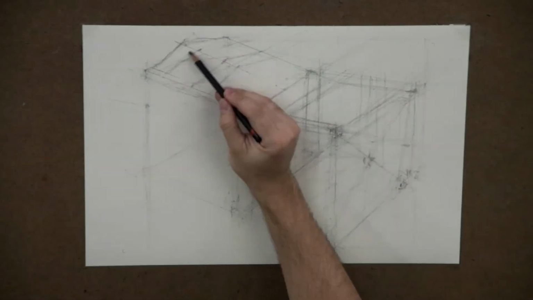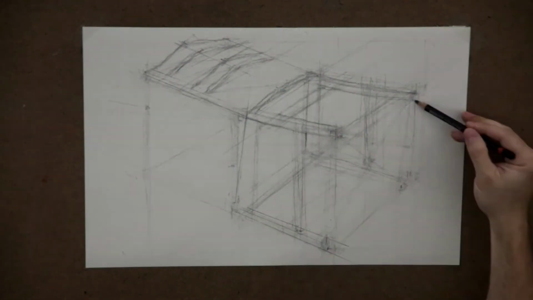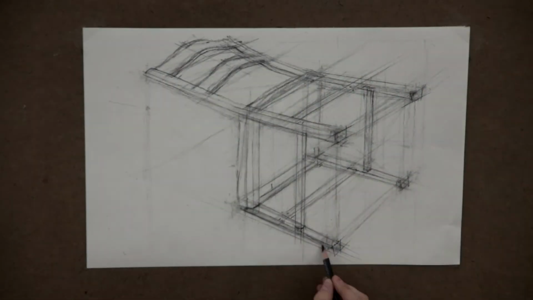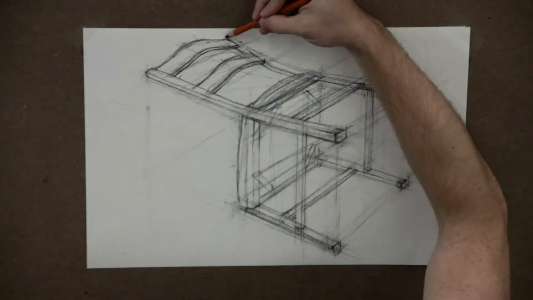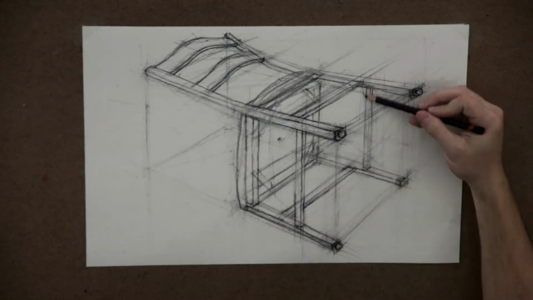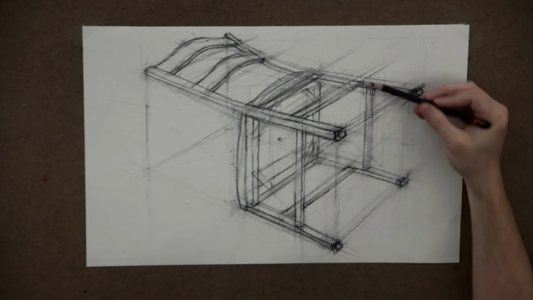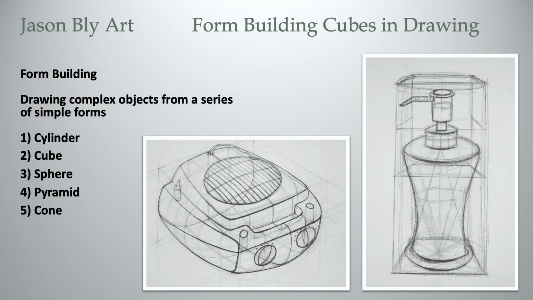In this video, we're going to look at form building, which is the act of building a more complex object from a series of simple forms. So if you're looking at something around your house, imagine something that's fairly complex, it'd be difficult to draw. You can start to imagine that inside of it, there might be the ideas of cylinders, cubes, spheres, pyramids, and cones.